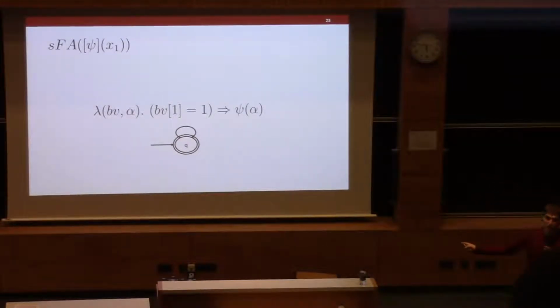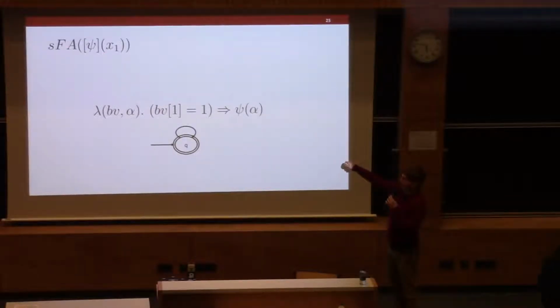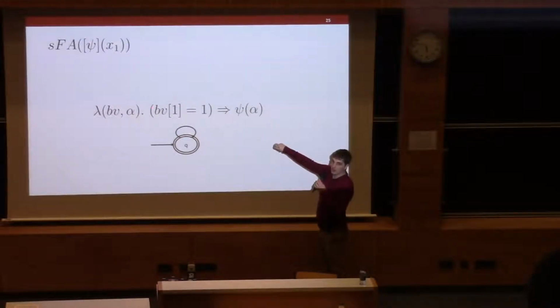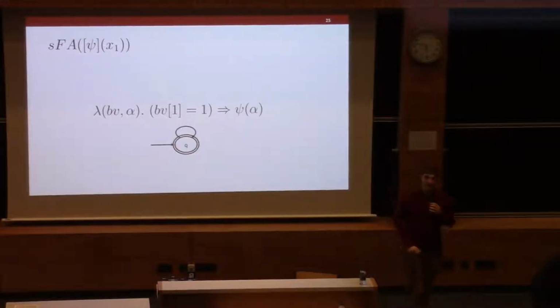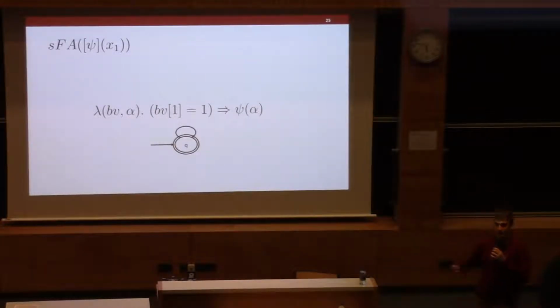The case where this really shines is when, in fact, we have a predicate that uses, this is the automaton for the unary predicate. Here we say if the bit number 1 is 1, then phi needs to be satisfied. So this is really what you see, the symbolic automata are very natural for this.